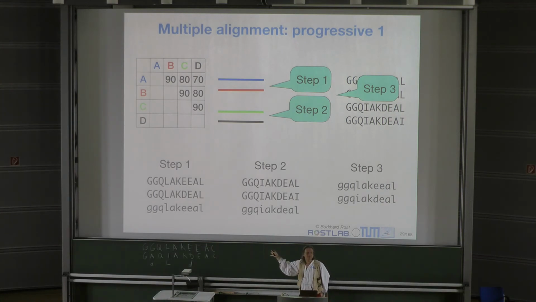Everybody clear about this step so far? Is there anybody who is not clear about it? Good. So then, my third step simply is, I have two sequences. Again, they are no longer real sequences. None of the two in a real example would be identical to any one I started with. And now I do the pairwise alignment of these.